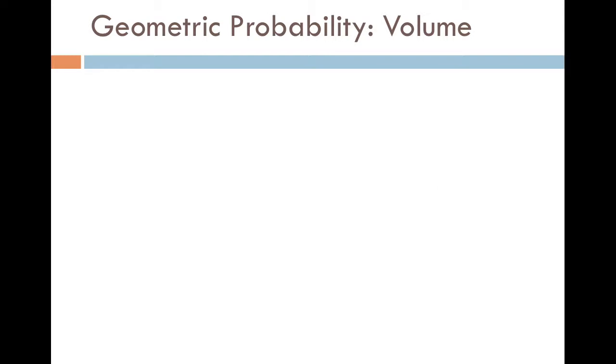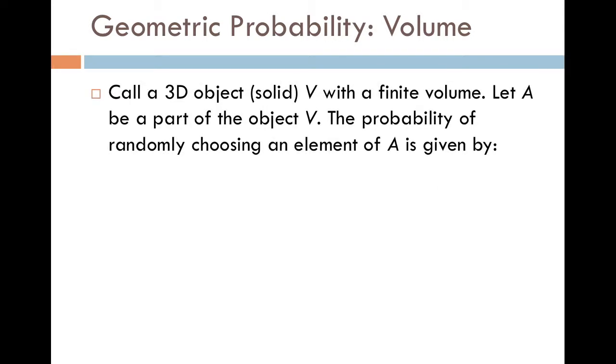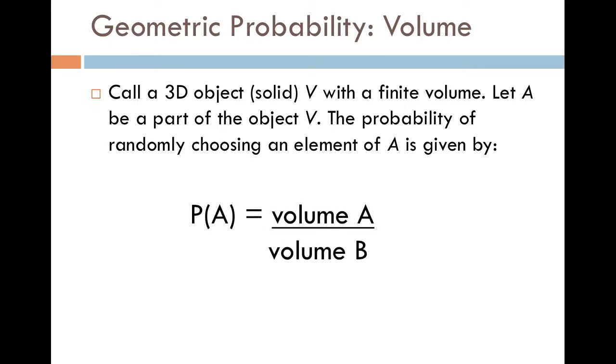Now we're going to talk about probability with volume. Call a 3D object solid V with a finite volume. Let A be a part of the object V. The probability of randomly choosing an element of A is given by, now we have, the volume of A over the volume of V.